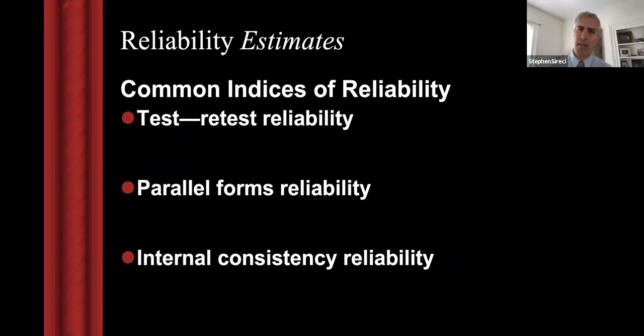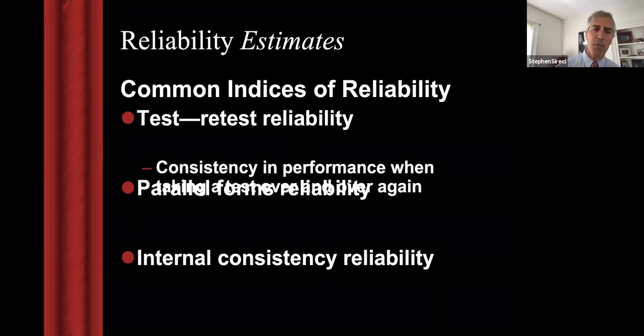So if you look in a test manual or you start to think about how we can evaluate a test, there are numerical estimates for how much reliability we think is contained in test scores. You might see indices of reliability called test-retest reliability, parallel forms reliability, or internal consistency reliability. The latter would be something like a coefficient alpha, right?